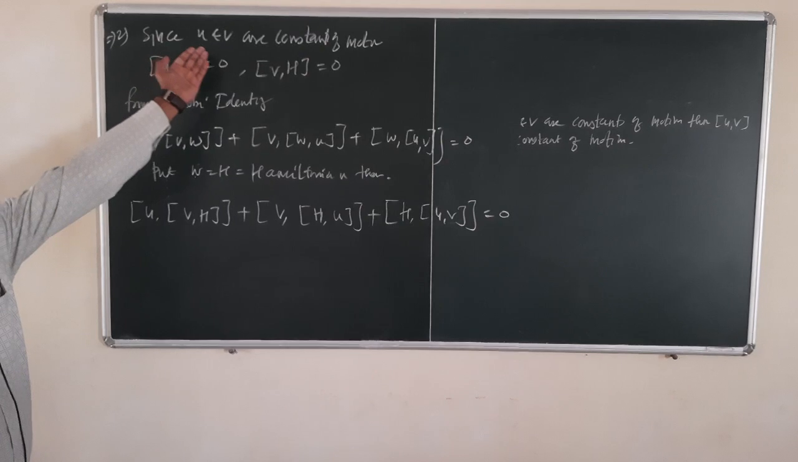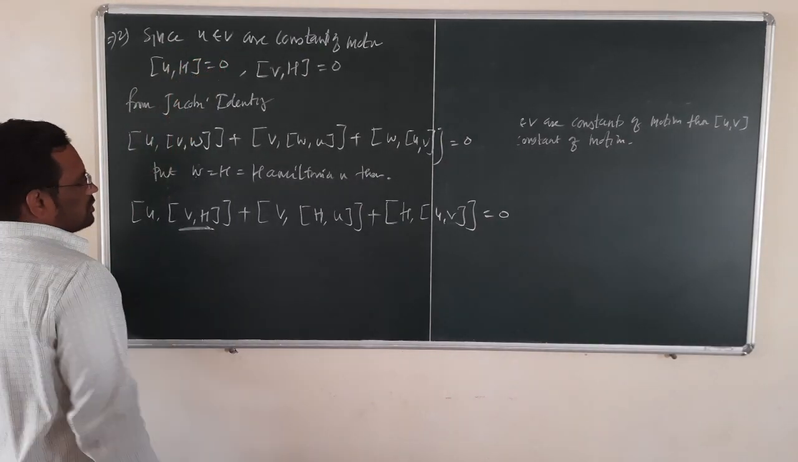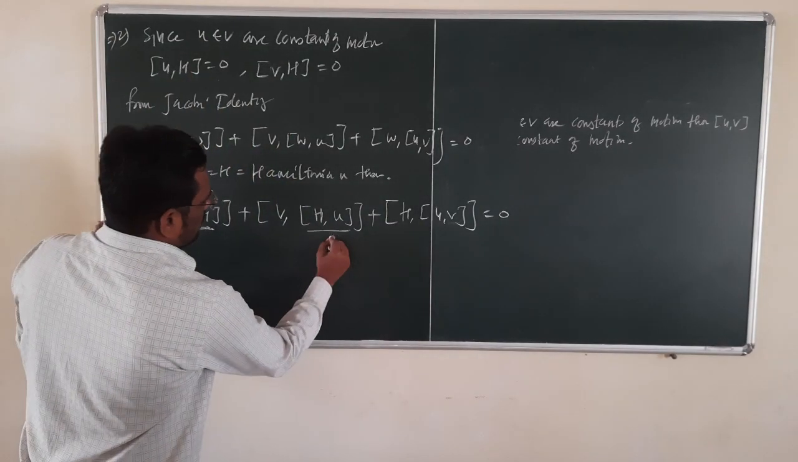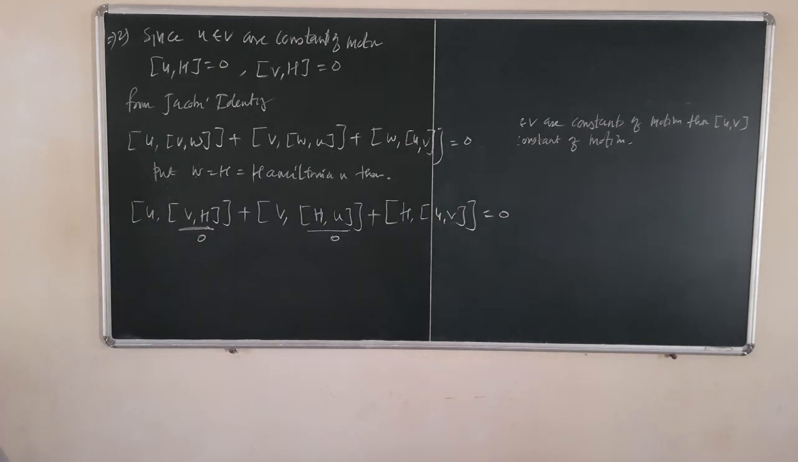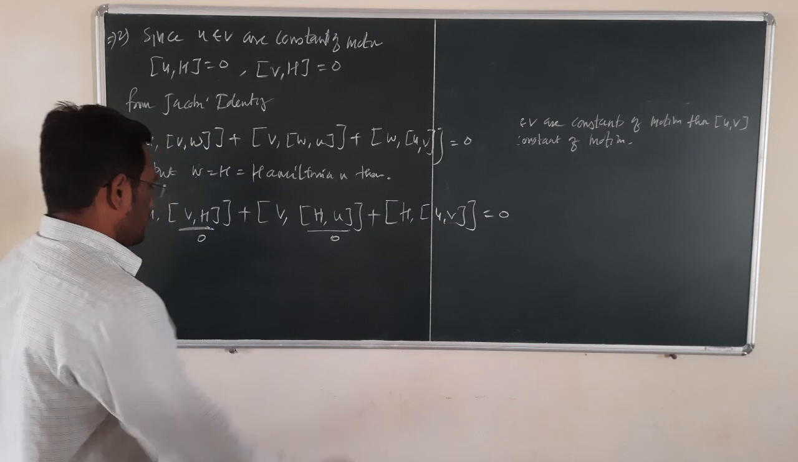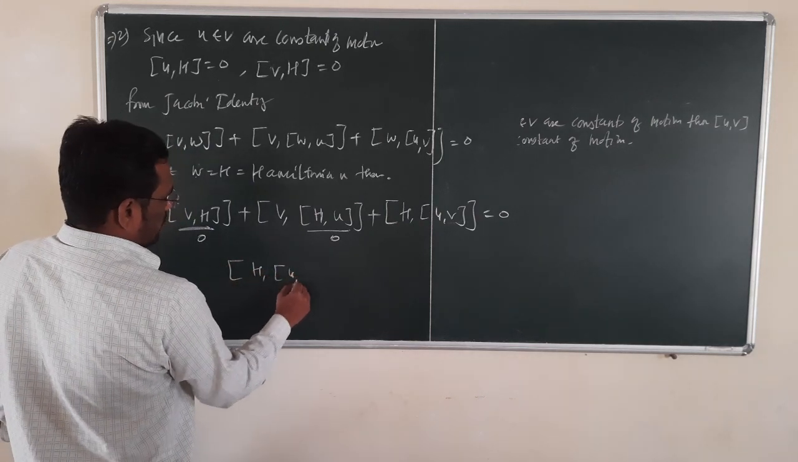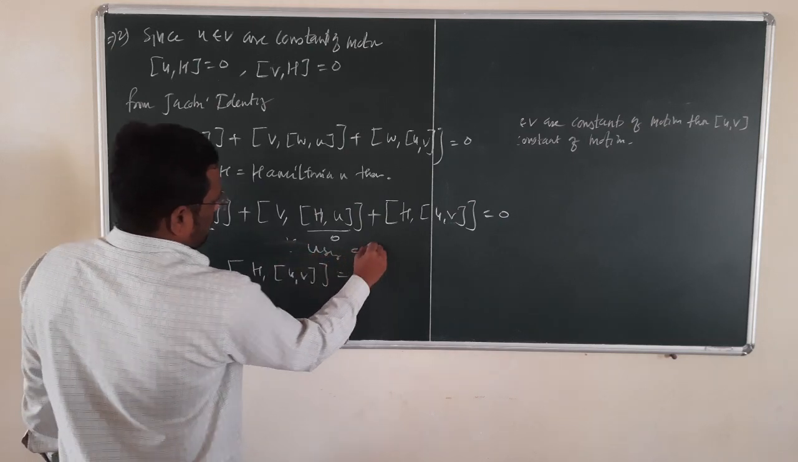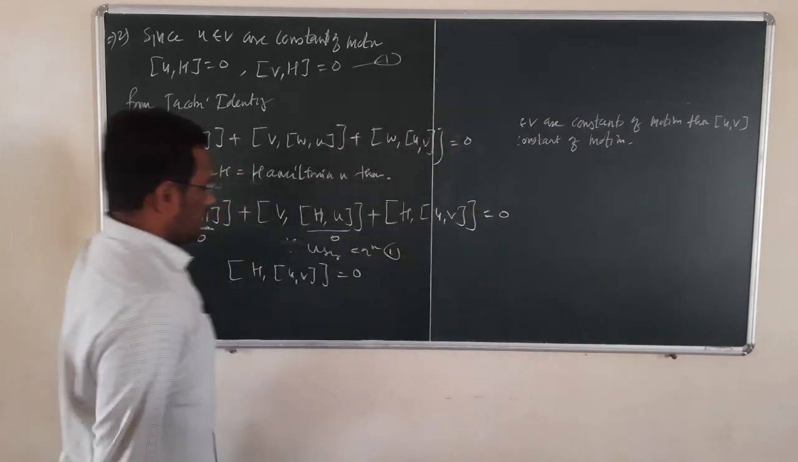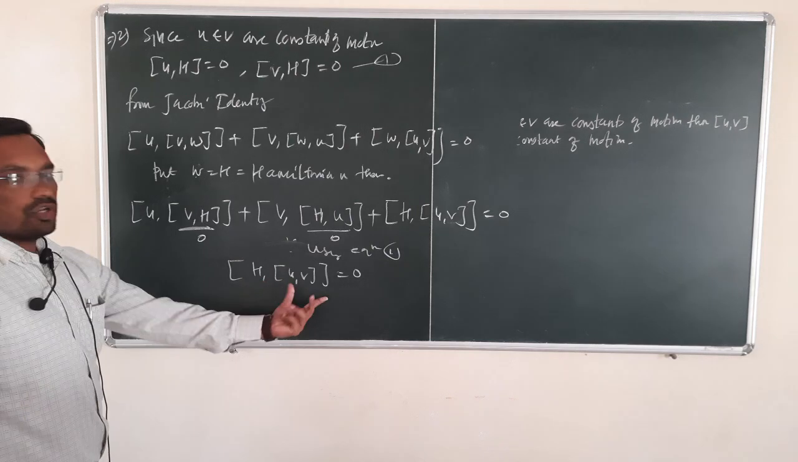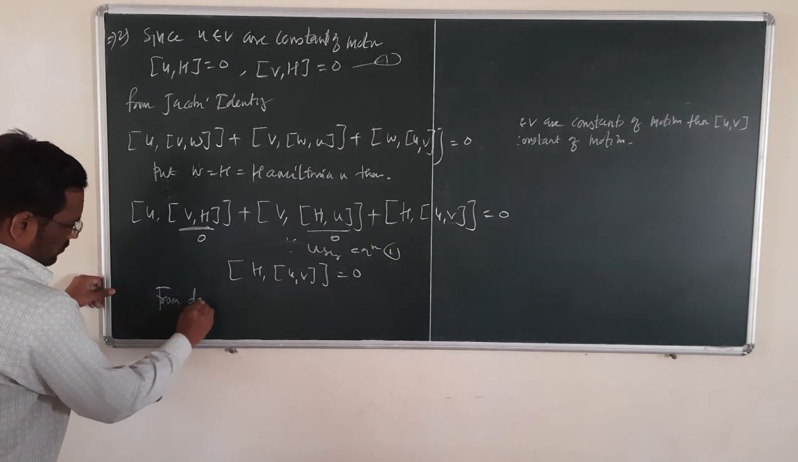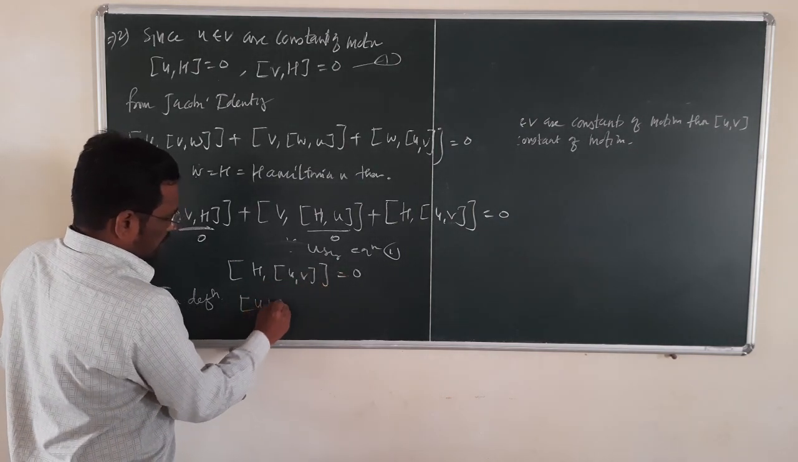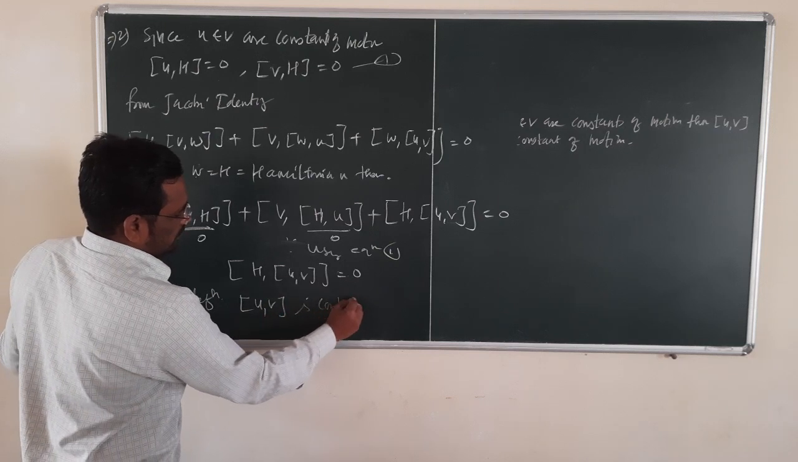Now since u and v are constants of motion, we know that Poisson bracket of h and v is also 0 and Poisson bracket of h and u is 0. So these Poisson brackets are 0. So we end up with only the last term. So what is the last term? Poisson bracket of h and the bracket of u, v is 0. So using equation 1, we get this. And from the definition of Poisson bracket, since Poisson bracket of h and uv is equal to 0, we can say Poisson bracket of u, v is a constant of motion.